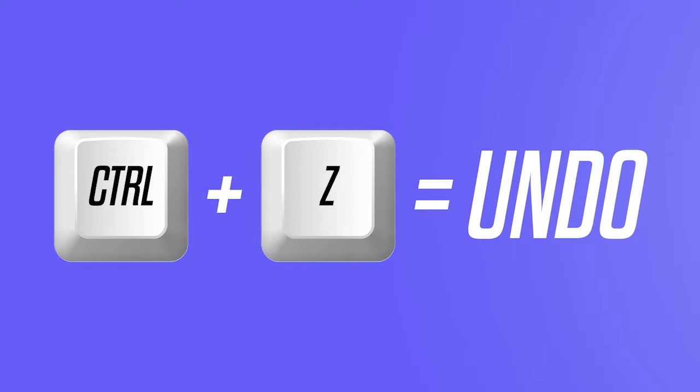So the first one on the list is Control Z. Now Control Z basically just undoes your previous thing that you just did. So every time you press Control Z, it'll just keep going one thing back. So let's say you move a design a little bit to the right, then you Control Z, then it'll go back to where it was.